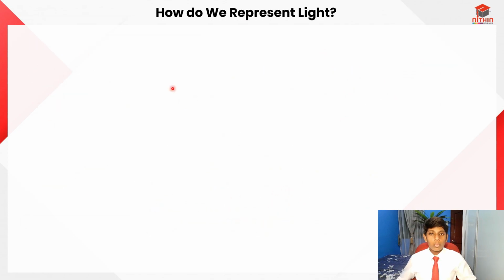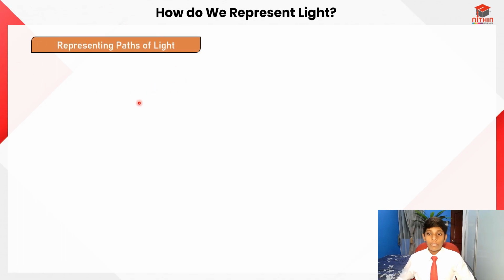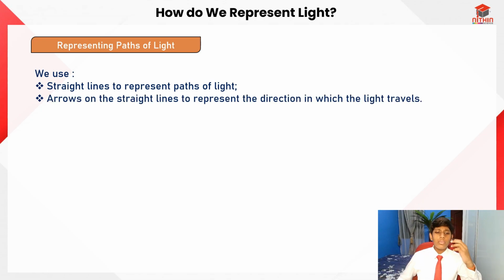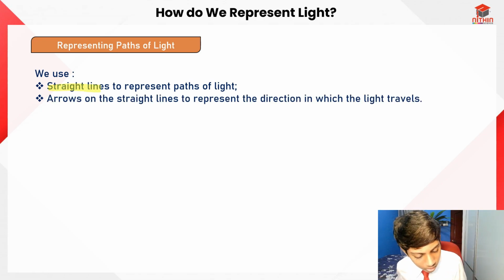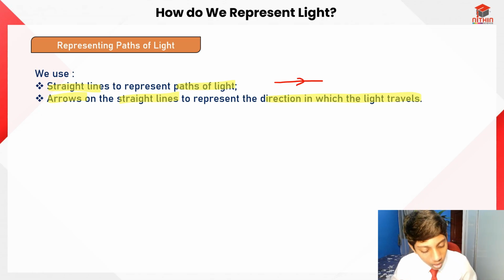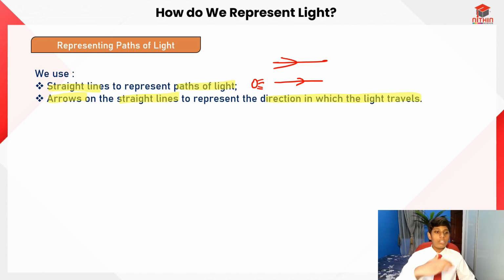So now that we have gone through what is light, let's take a look at representing paths of light. So how do we represent paths of light? We basically use a straight line to represent the path of light, and we also use arrows. Straight lines represent paths of light, and arrows on the straight lines represent the direction in which the light travels. So if we have a straight line over here and I put the arrow in this direction, imagine this is the light source, that means the light is traveling in this direction.